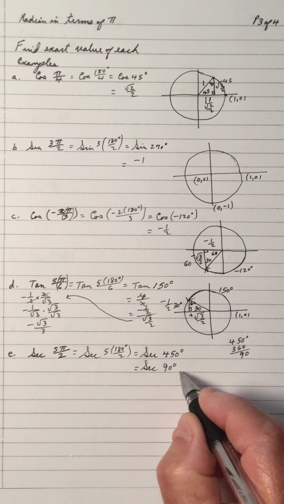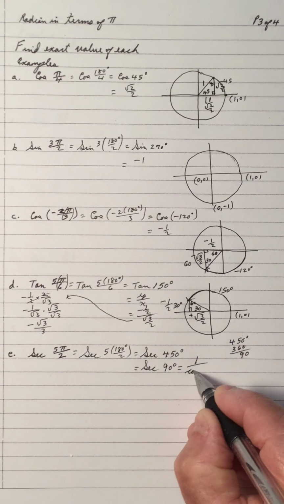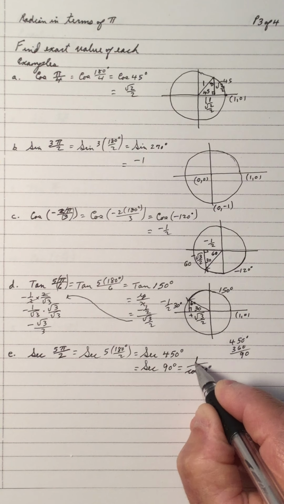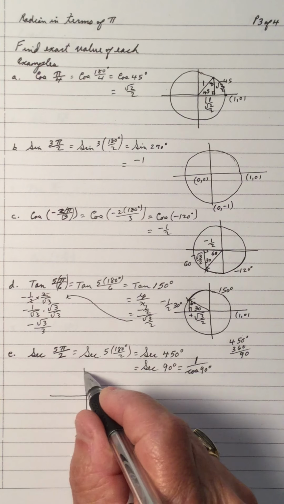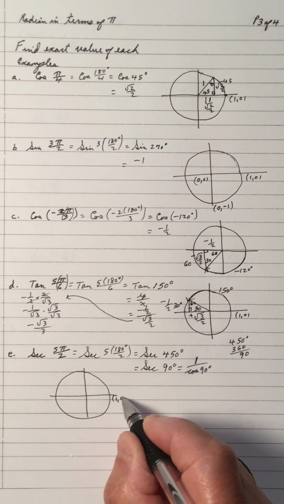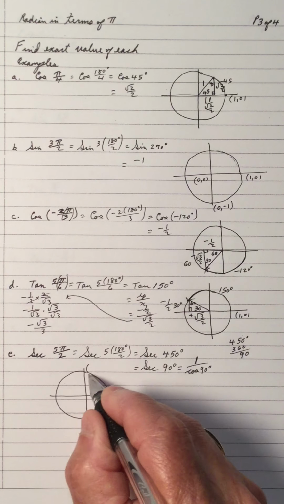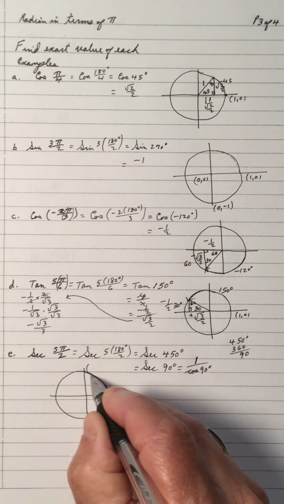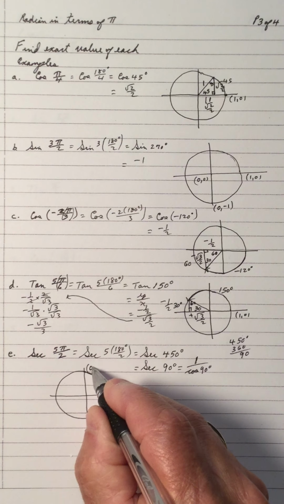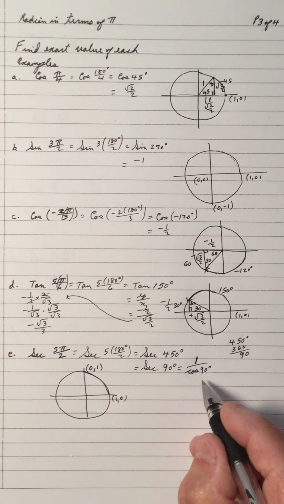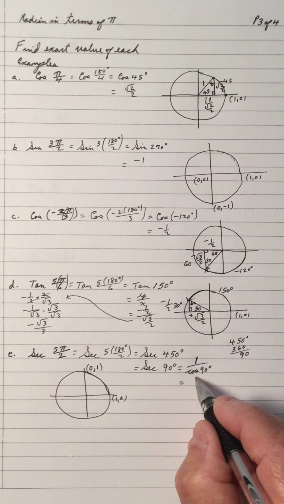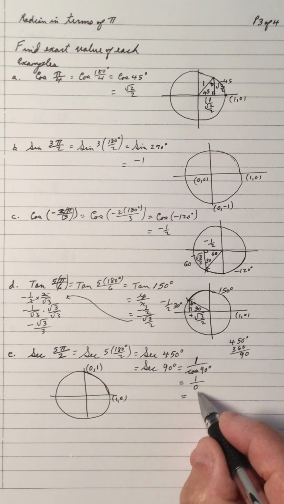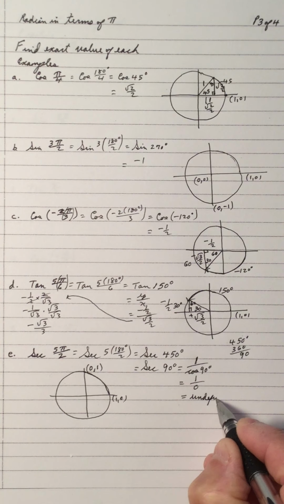And the secant of 90 is 1 over the cos of 90. The secant is the reciprocal of cos. And on the circle, again, 1, 0 unit circle, 90 degrees is right here. There's 90 rotation right to here. So x is 0, y is 1. So 1 over the cos of 90. The cos of 90 is the x. So that's 1 over 0. And 1 over 0 is undefined. No answer, because you can't divide by 0.